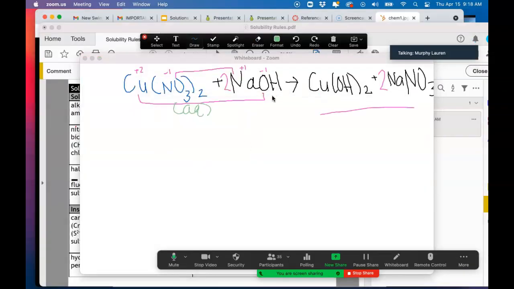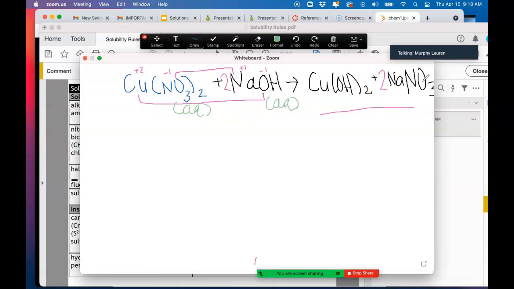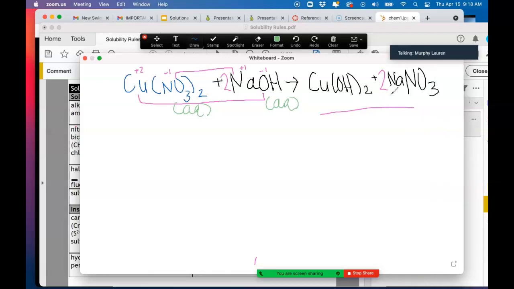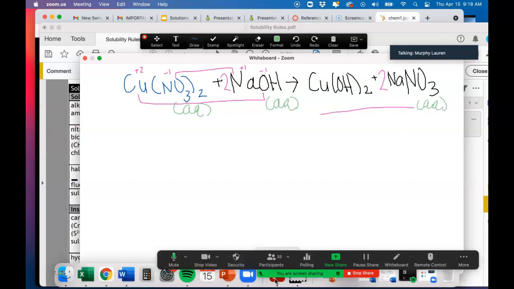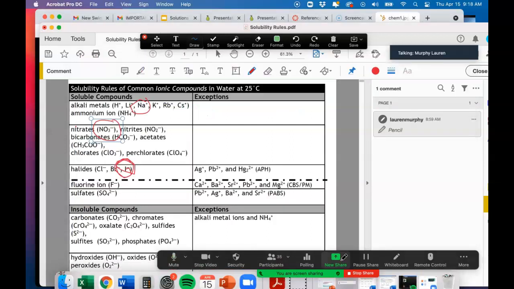Now you need to use your solubility rules to predict the state of matter of your products. So if you remember, nitrates are always soluble. Always, 100% of the time as products. So you write aqueous. Nitrates are always soluble. Let's try to figure out copper 2 hydroxide.